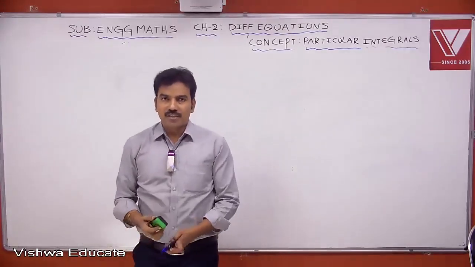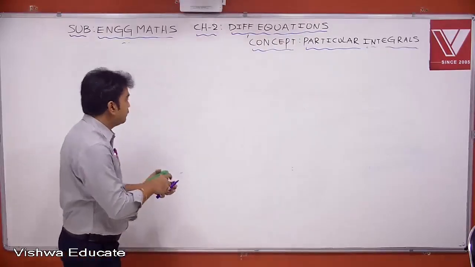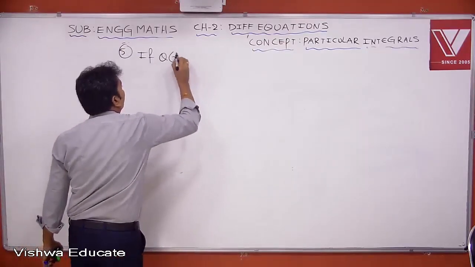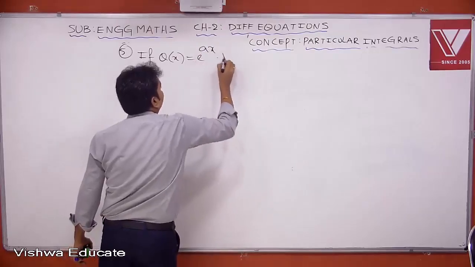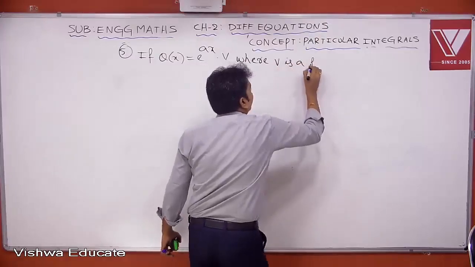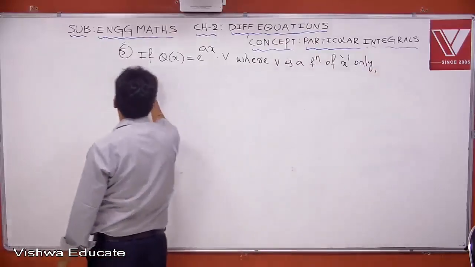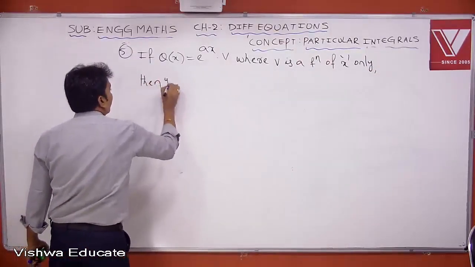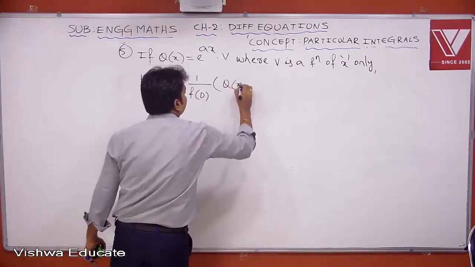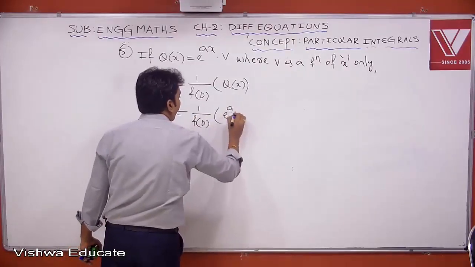Here examples are not required for case number 4. It's a simple issue. Now let us discuss case number 5. Suppose q of x equals e power ax into v, where v is a function of x only. Then in that case, my particular integral will be yp equal to the basic standard formula 1 by f of d of q of x. So this is nothing but 1 by f of d of e power ax into v.